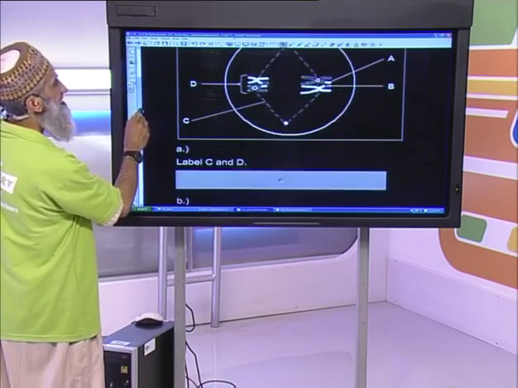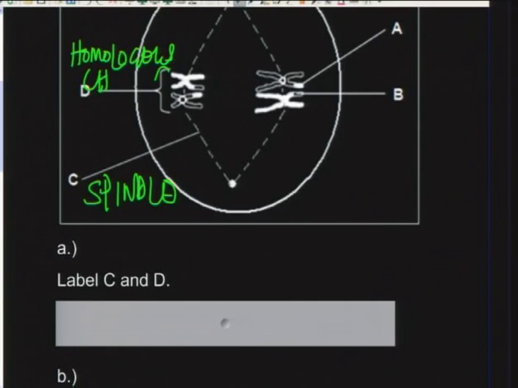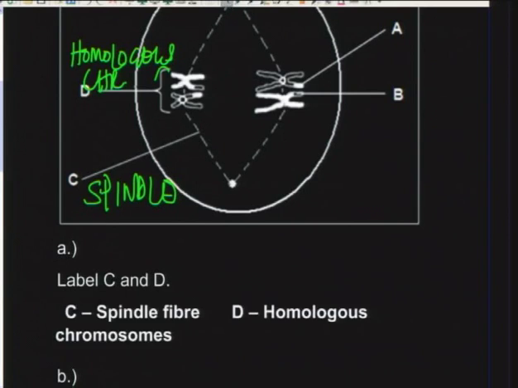The next question, again, same thing, they got there, label C and D. In this case, C would be spindle fiber, and D would be, here you see, look at the curly bracket there. It's showing you both these chromosomes. So you had to label it as homologous chromosomes, not just chromosome. Okay, and there you have the answer there.